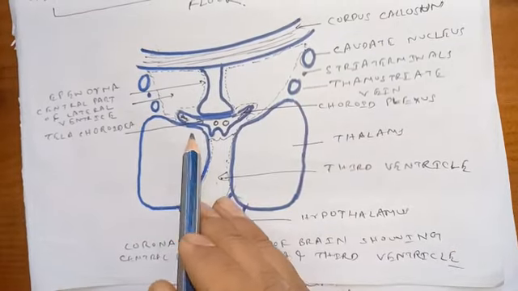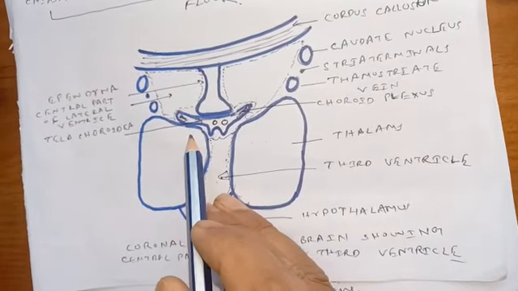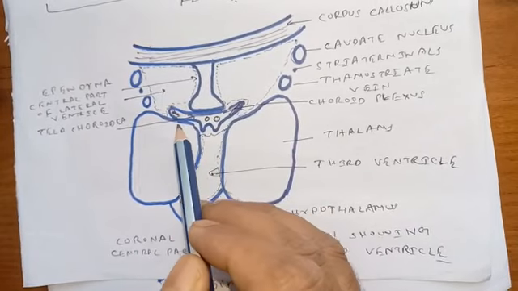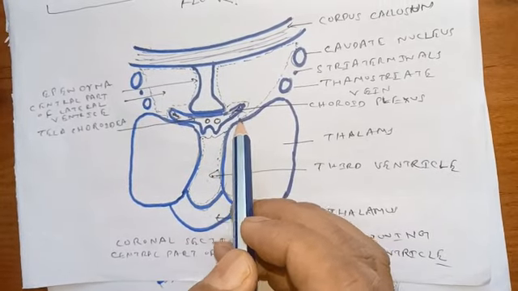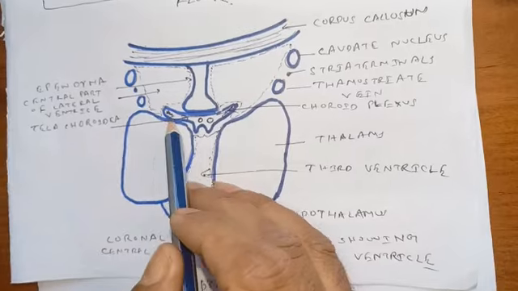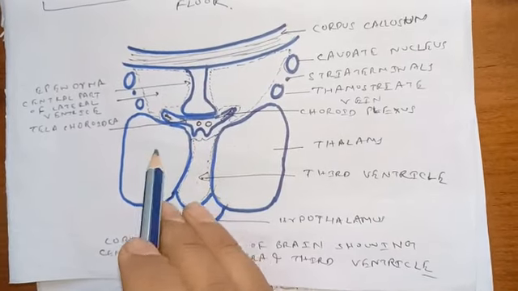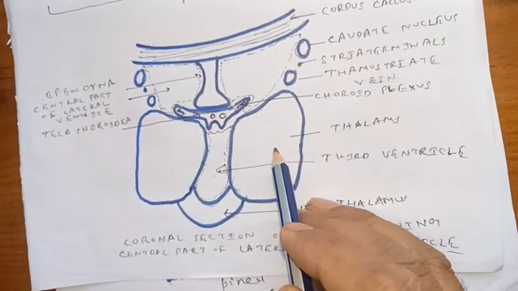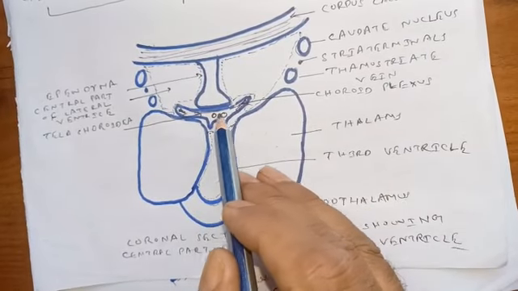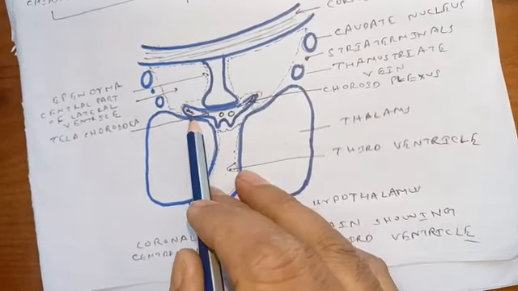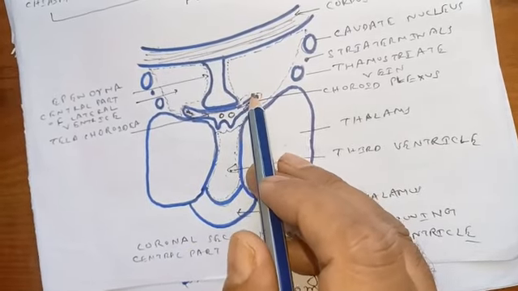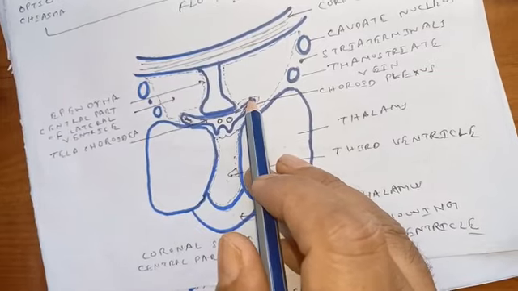How is this roof formed? It is formed by the ependyma. The roof is formed by the ependyma situated between the two thalami. This is the ependymal lining, stretching between the two thalami. And from the roof, the choroid plexus. This is the choroid plexus. The choroid plexus protrudes on either side of the median plane. This is the median plane.